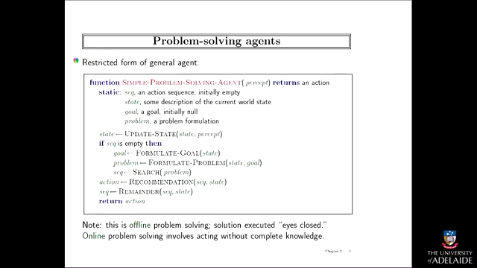So this is offline problem solving, and I'll try and make this a little bit more concrete with examples during the lecture. But effectively what we're doing is executing the solution with our eyes closed. There's a restricted set of problems for which we can apply this technique. If we're going to something that's online, where we've got online sensing, then we need to act without having full knowledge of the environment.